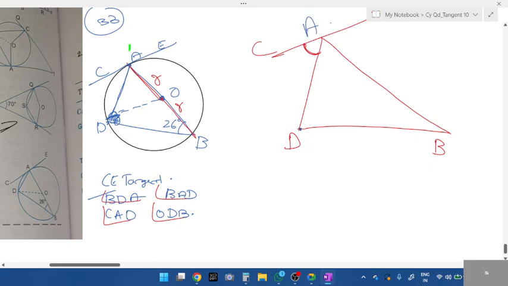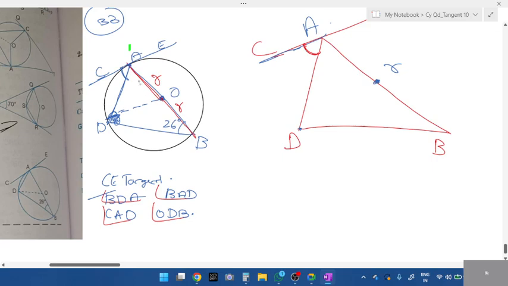See, where is angle CAD? Is it inside the triangle or outside? Outside. Which part is touching? Is it touching the circle? It is touching the circle and the tangent, right? Okay, so not this one. I'm talking about the left hand side.